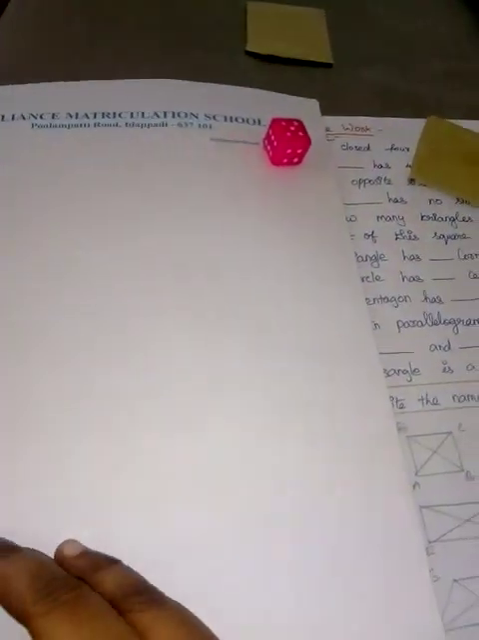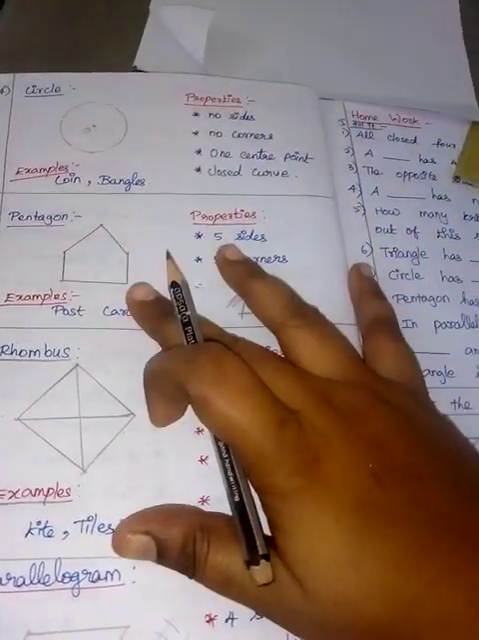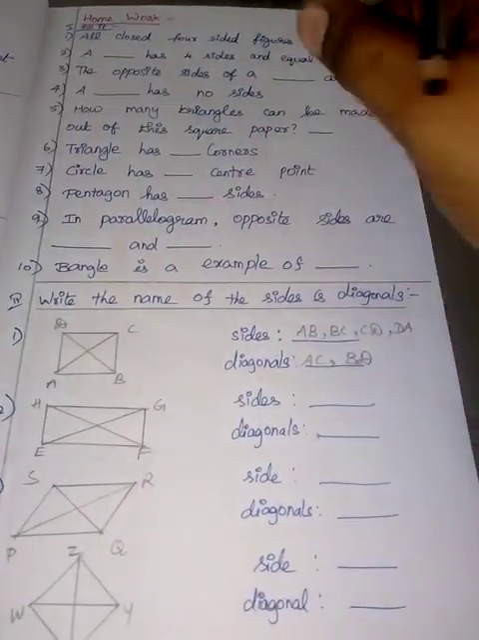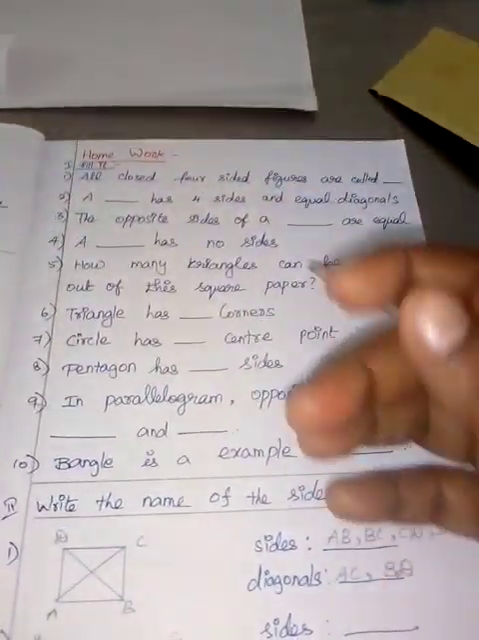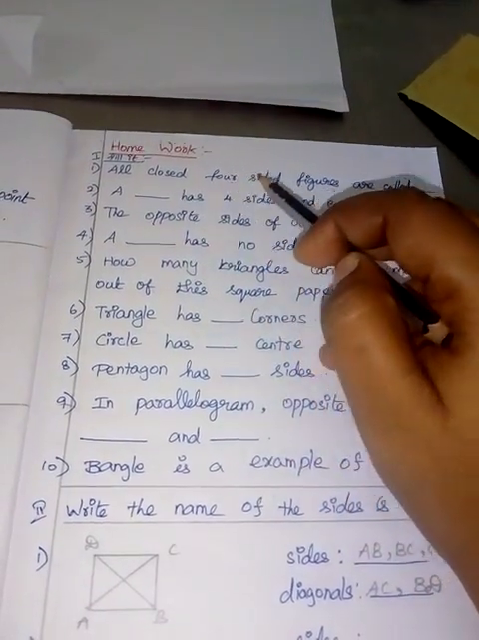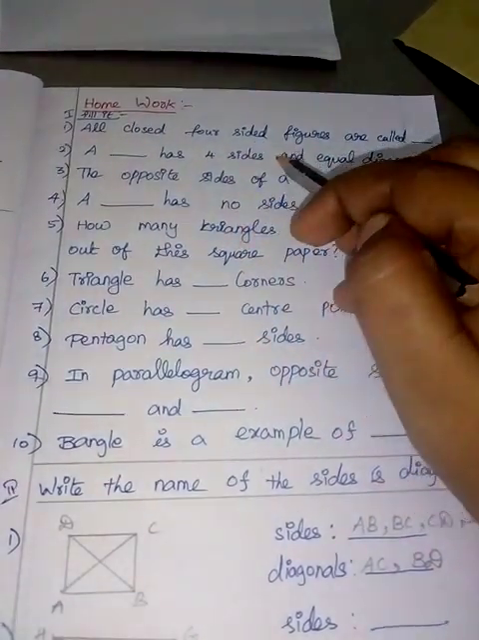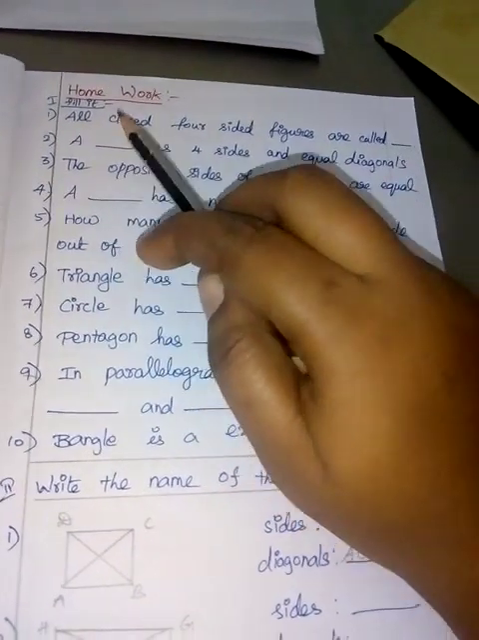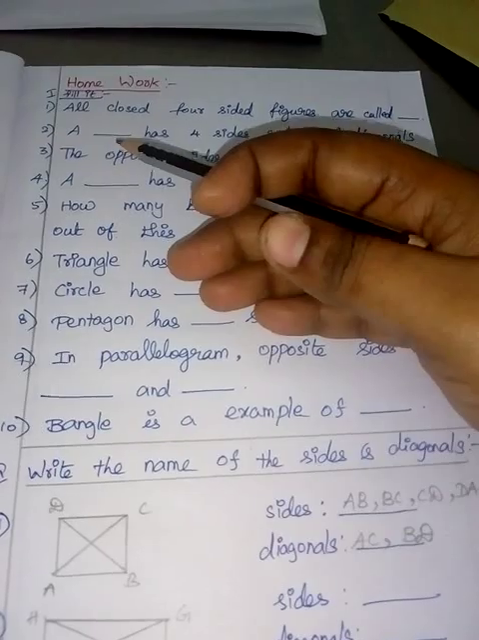Okay guys. Today we saw the shapes square, rectangle, triangle, pentagon, circle, rhombus, parallelogram. I give some fill in the blanks and questions on the names of the sides and diagonals. I give one example. Fill in: All closed 4-sided figures are called quadrilaterals. A dash has 4 sides and equal diagonals. You write rectangle or square. For the remaining questions, you have to answer and send me.